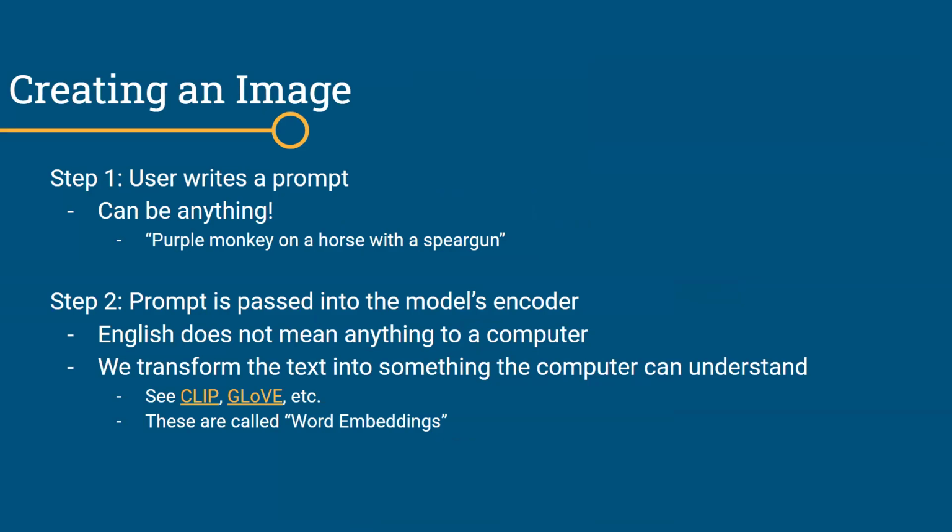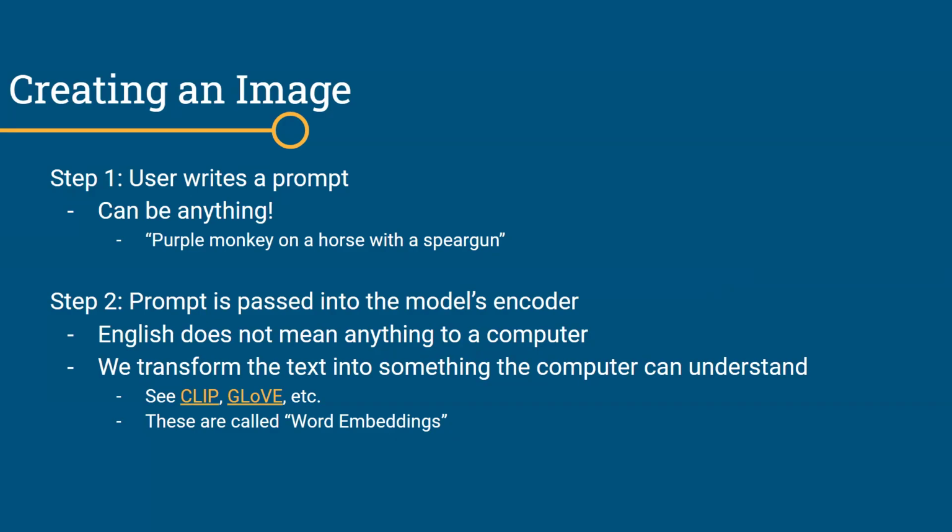So here's generally the process of what a prompt would do to generate this. We start out with anything. You could pick anything. In our case, we just said, purple monkey on a horse with a spear gun. That came from my brain. Lots of craziness up here. Shockingly, I don't think you could find an image of this on the internet, because why would you have that? That makes no sense.